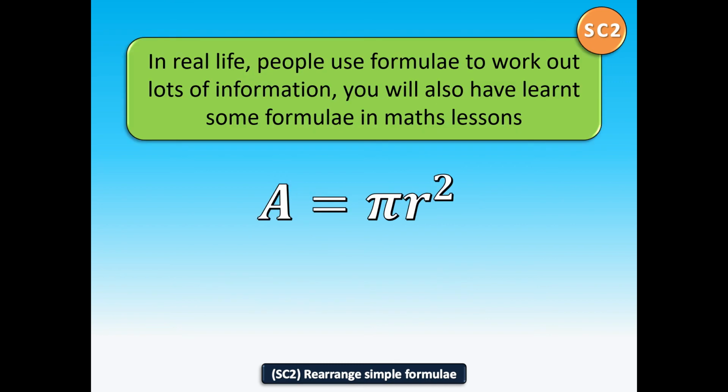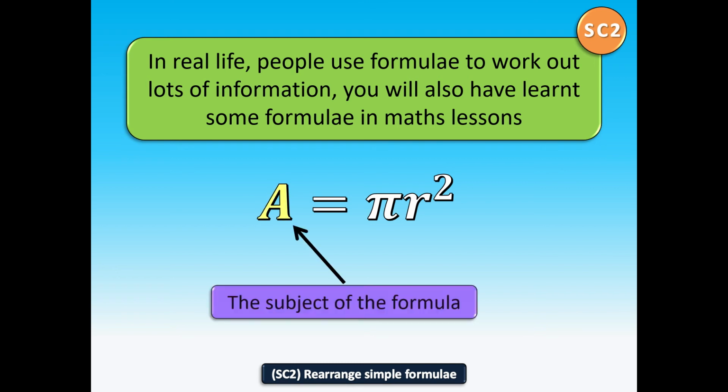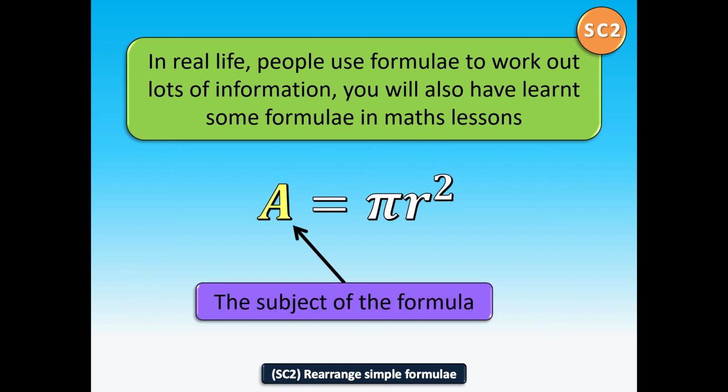In real life, people use formulae to work out lots of information. You will also have learnt some formulae in your maths lessons. So this formula is area equals pi r squared, and it's used to work out the area of a circle. And A is the subject of the formula.